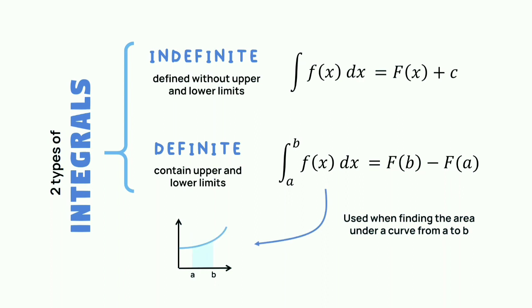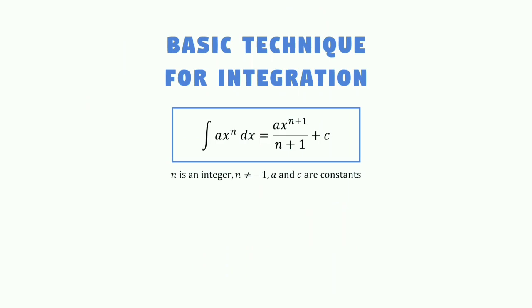Now, let's learn the basic technique for integration. The integral of ax to the power of n dx is equal to ax to the power of n plus 1, divided by n plus 1, plus c, where n is an integer, n does not equal negative 1, and a and c are constants.